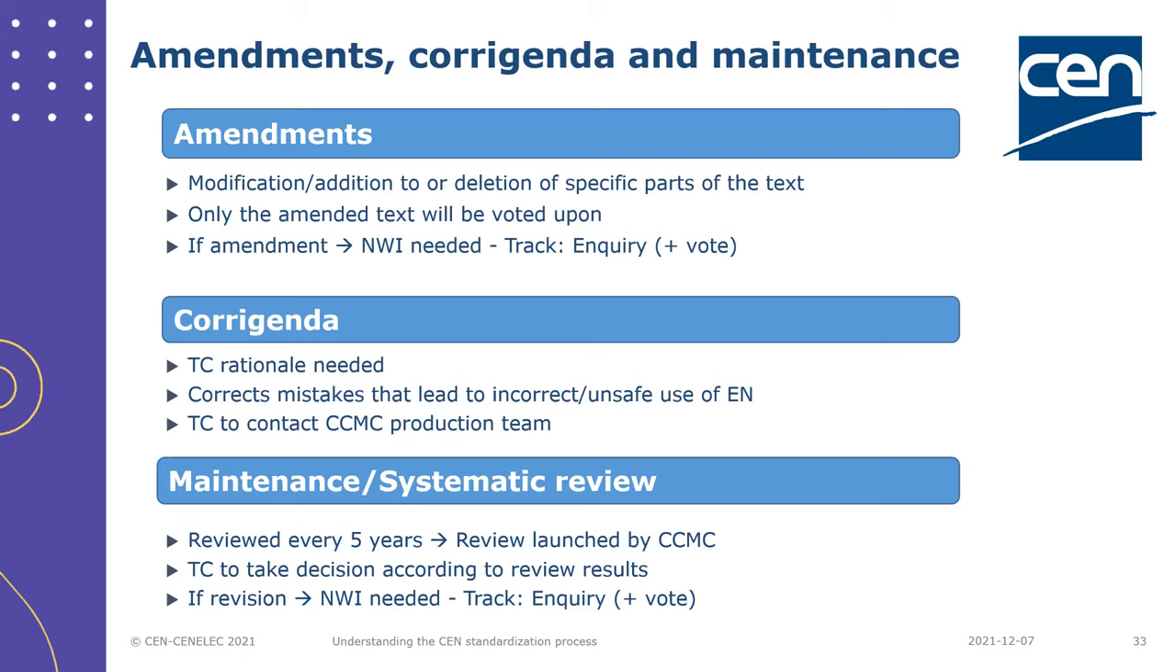And as I said, if the outcome of the systematic review is a revision, this means that you will have to launch a CIB for the approval of a new work item for the revision of a certain standard. And of course, the normal track applies. So inquiry plus formal vote. And again, at any time, if there are no technical comments and if the vote is positive, there is always the chance to speed up the process by skipping the formal vote.